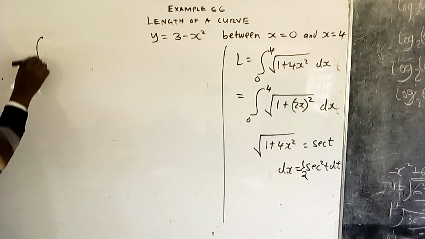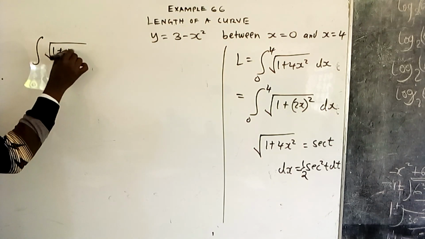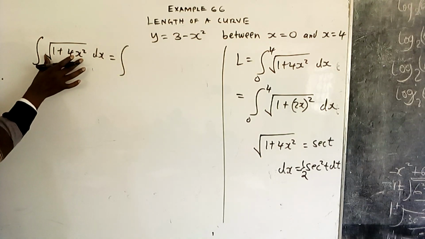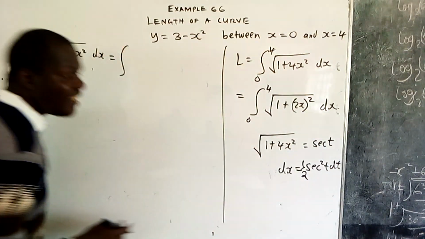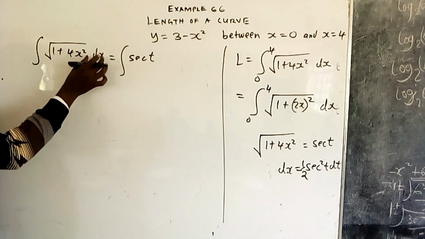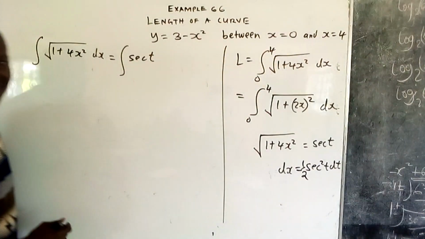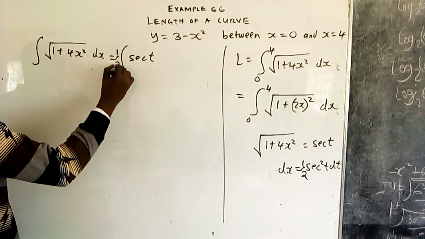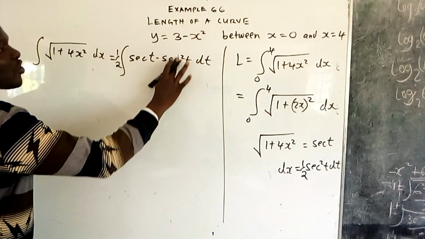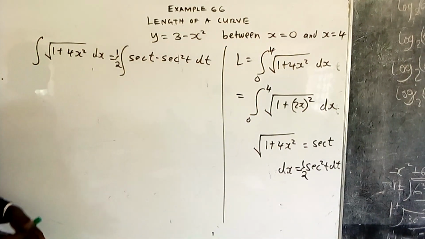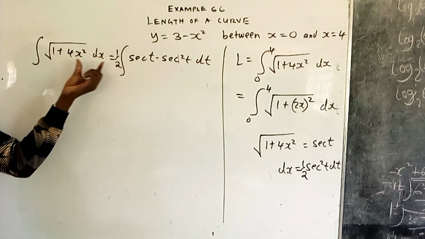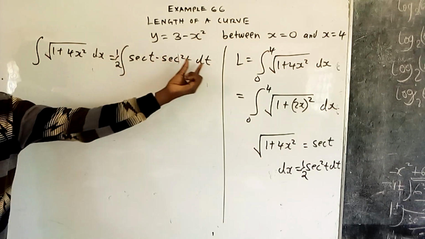Of indefinite. So if you are integrating square root of 1 plus 4x squared dx, substitute the square root of 1 plus 4x squared. You found it to be sec t, isn't it? Yeah. Then dx you found to be a half. Then you factorize outside a half. Then you put sec squared t dt. That is dx. So you substituted square root of 1 plus 4x squared, which is sec t, and you substituted dx, which is a half sec squared t dt.